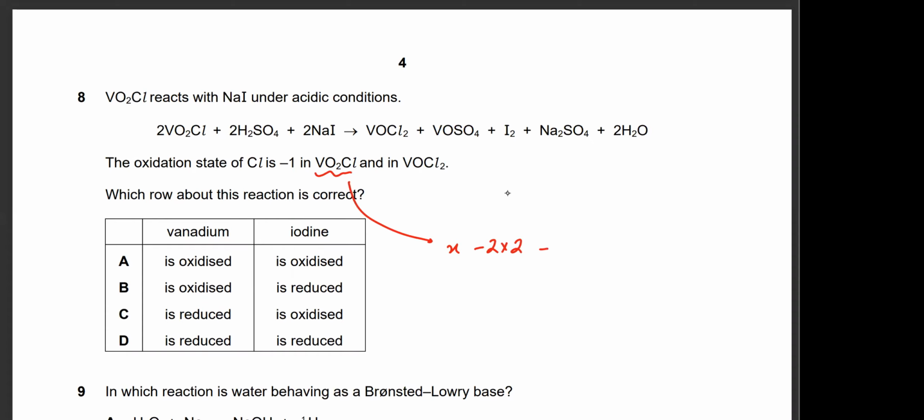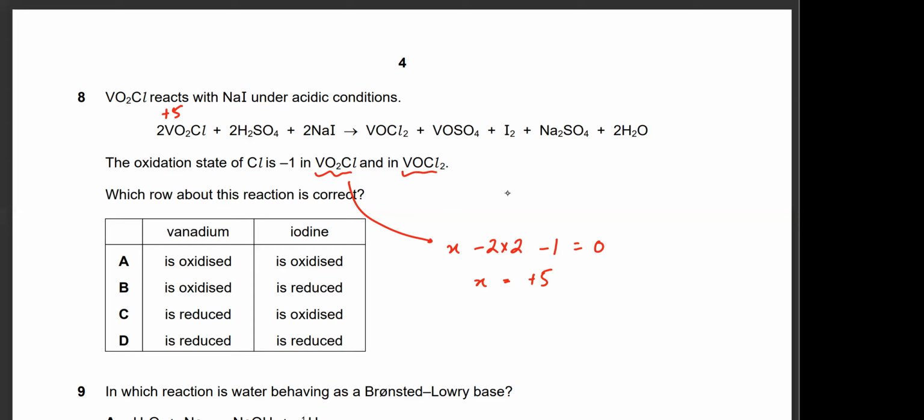Cl उसने पहले ही कह दिया. He's already told you Cl is minus one. So it's going to be zero. So what is X coming out to be? It's coming out to be minus 4 minus 1. That's minus 5. That's going to come out to be plus 5. So V over here is what? It's plus 5. Is this clear?